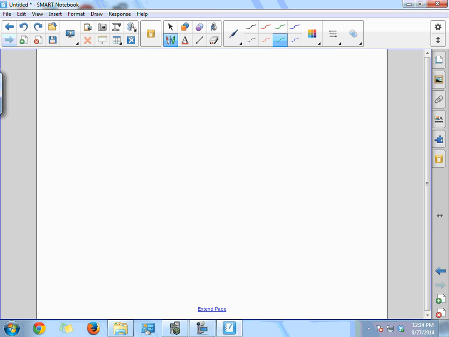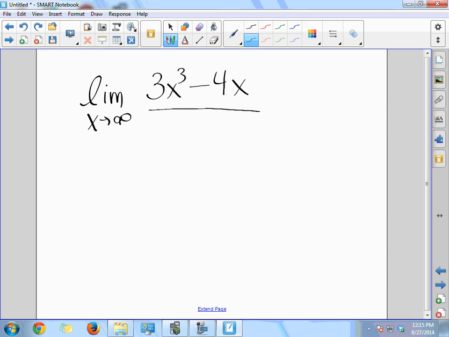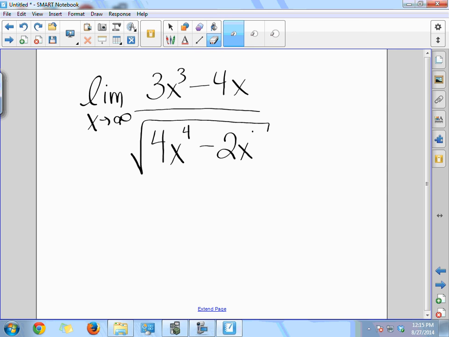So let's look at a couple that would be a little trickier than that. Let's look at the limit as x goes to infinity of, say, 3x cubed minus 4x all over the square root of 4x to the fourth minus 2x.